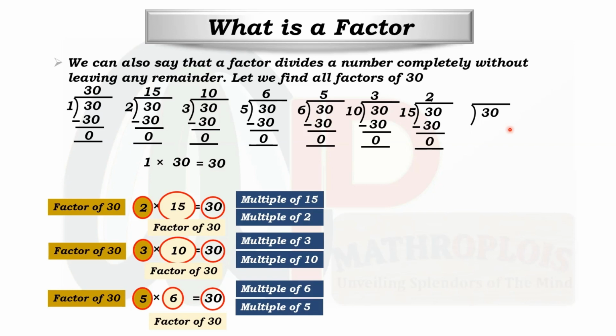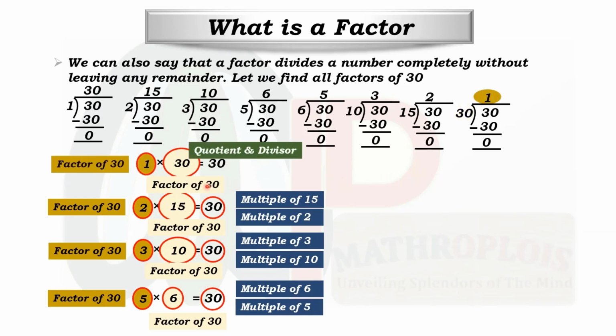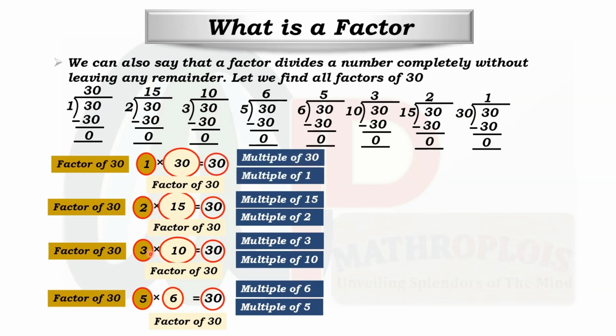30 is also divisible by itself. 30 has been divided completely with 30, without leaving any remainder. 30 multiplied by 1 gives the product 30, so 30 and 1 are factors of 30. Here 30 is divisor and 1 is quotient. And the product 30 is a multiple of 30 and 1.